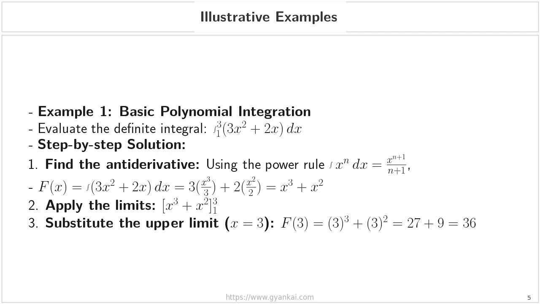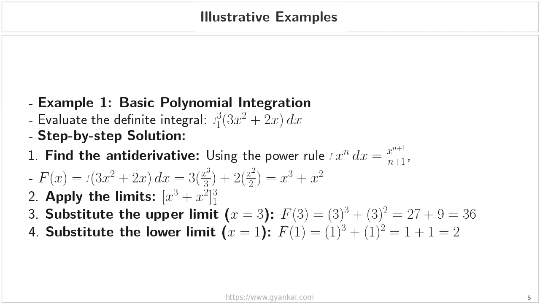So f of 3 equals 3 cubed plus 3 squared, which is 27 plus 9, giving us 36. Step 4. Substitute the lower limit. Next, we substitute the lower limit, which is 1, into our antiderivative. So f of 1 equals 1 cubed plus 1 squared, which is 1 plus 1, giving us 2.